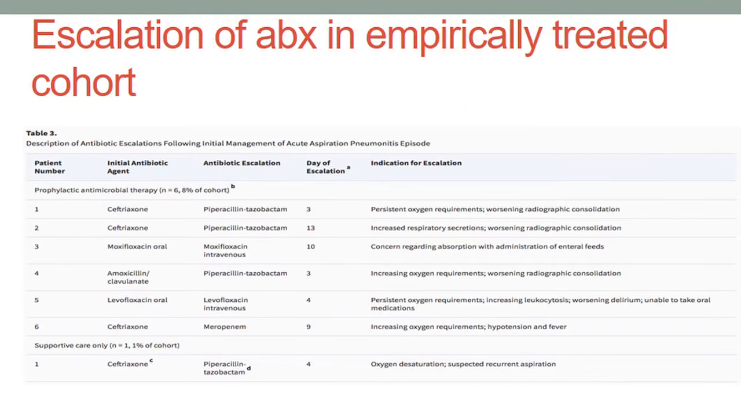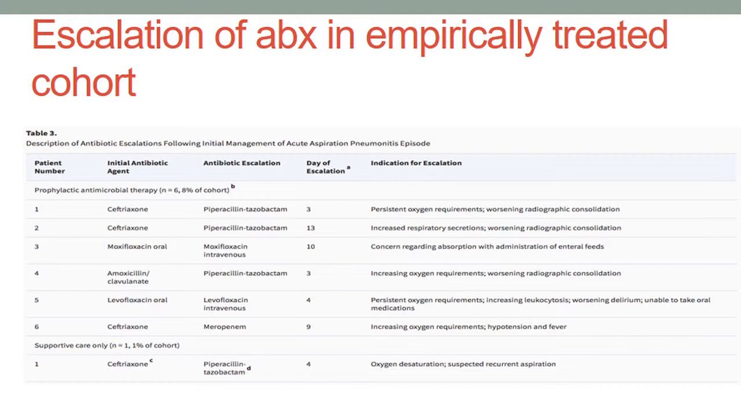And here is a table from this study that was basically looking at the patients who had received prophylactic antibacterial therapy after an aspiration event, and this is the one patient who had been receiving supportive care and then received escalation in antibiotics. What they're trying to highlight here is that the people who had received initial prophylaxis had eventually required antibiotic escalation to more broad spectrum antibiotics, and these are the days that they were escalated, and these are the indications as to why they had been escalated, in comparison to the one that had received supportive care and needed antibiotic therapy.